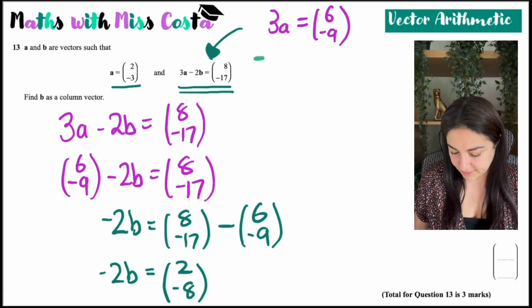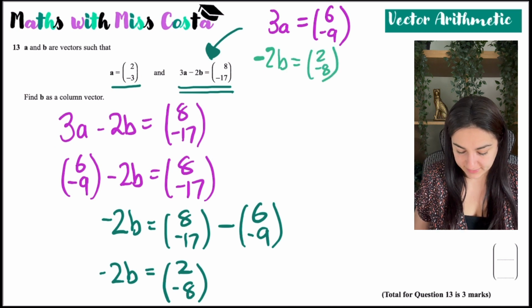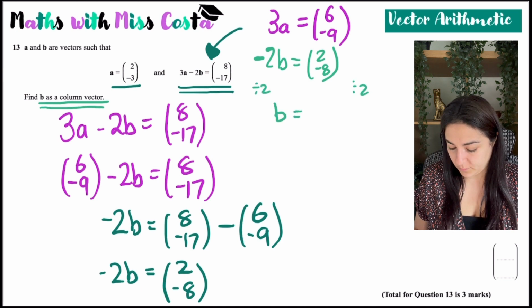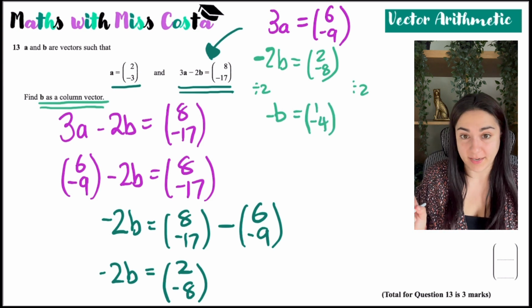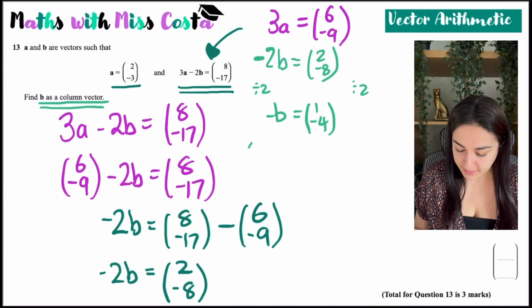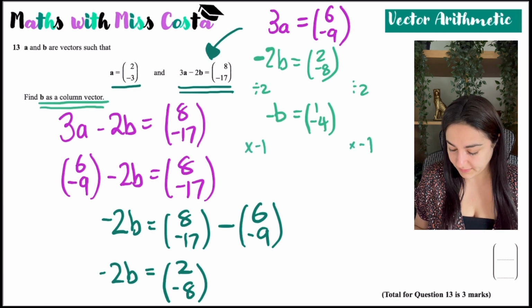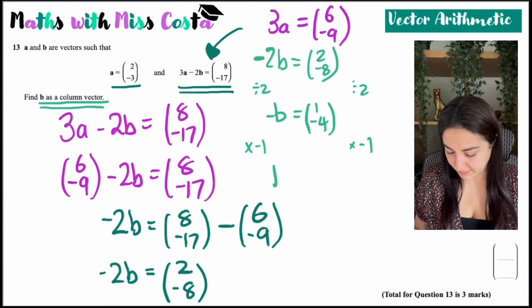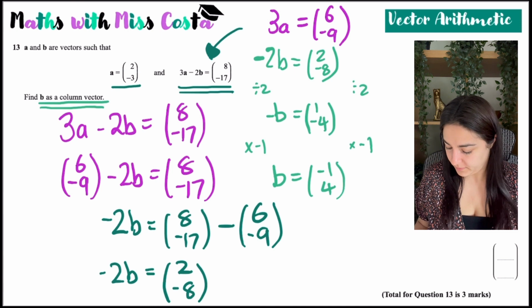So let's see what I can do then. If I know that negative 2B is (2, -8), I'm being asked to find B as a column vector. So let's divide it by 2. Sorry, negative B would be (1, -4). Now what I want to do is multiply by negative 1 on both sides, i.e. flip everything, because I don't want negative B as my subject, I want B as my subject. So B would be (-1, 4). And that's how I'd do that.